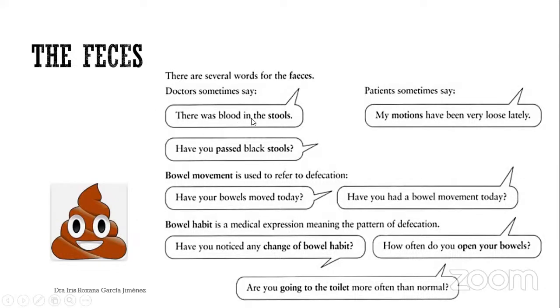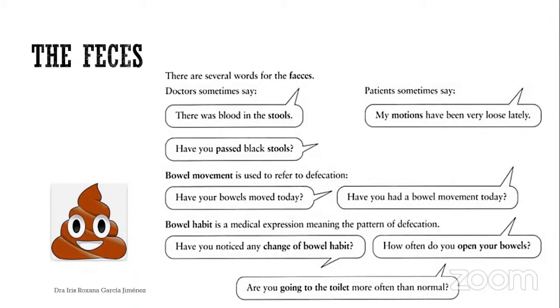Doctors sometimes say there was blood in the stools. Stools is the first synonym of feces. Or maybe we can ask, have you passed black stools? You can say stools, it doesn't sound as clear, I think, as feces, but of course they are synonyms.